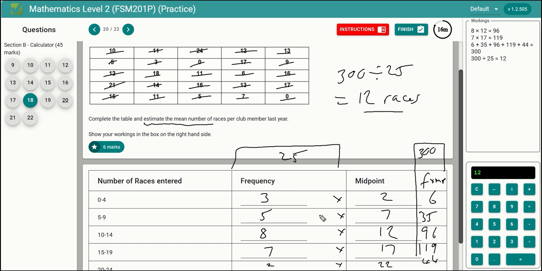There we go. And again, I should be filling this in the table, but the problem is if I scroll down, the ink won't move, so I'll just leave the answer here. So 12 races. So remember, when you're working out an estimated mean, it's frequency times midpoints, all added together, divided by the sum of the frequency.